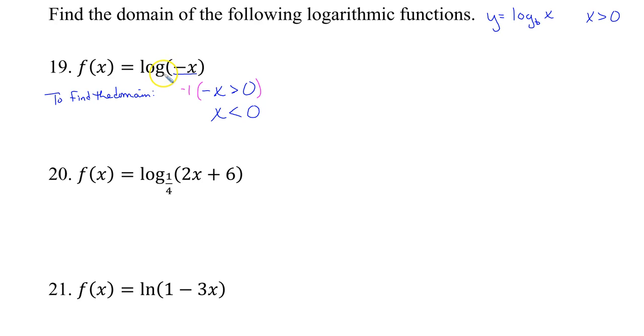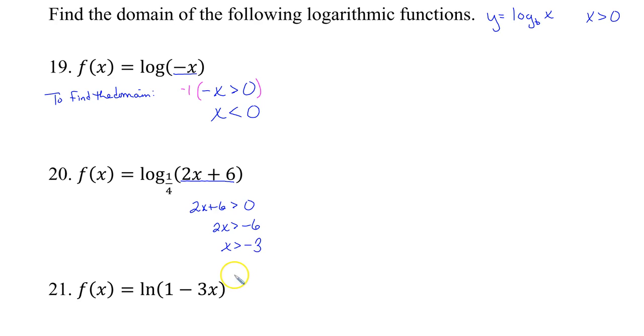All right, let's do the same thing here for number 20. It does not matter. The base on this one was 10. The base on this one is 1/4. It does not matter what the base is. That is not going to affect the domain. So again, we're going to take this expression, so 2x plus 6, and we're going to set it greater than 0. Subtract 6 from both sides, so I have 2x is greater than negative 6. I did not multiply or divide by that negative, so I do not change the direction. I'm going to divide by a positive 2, so it still says greater than, and this is going to be greater than negative 3.